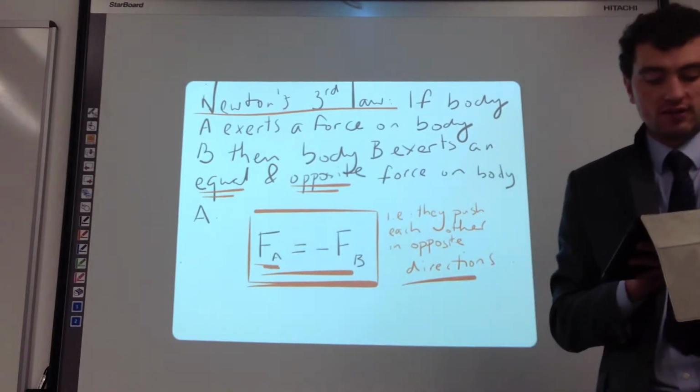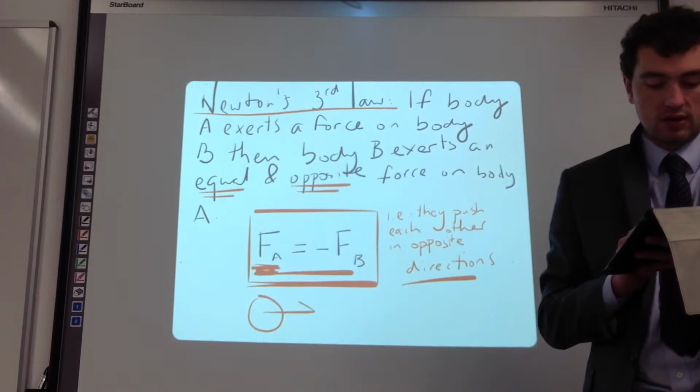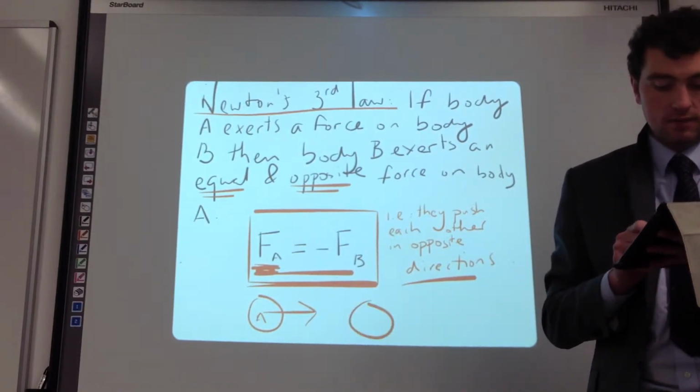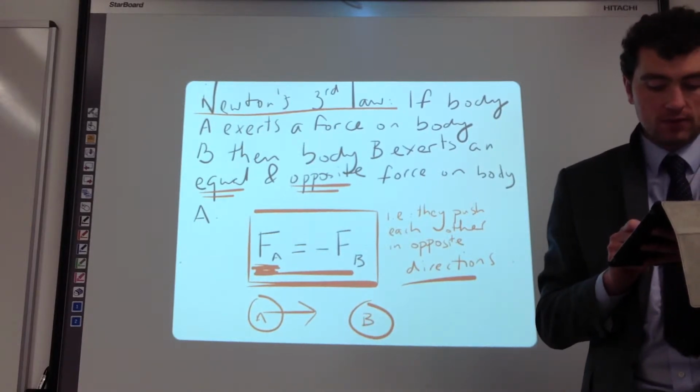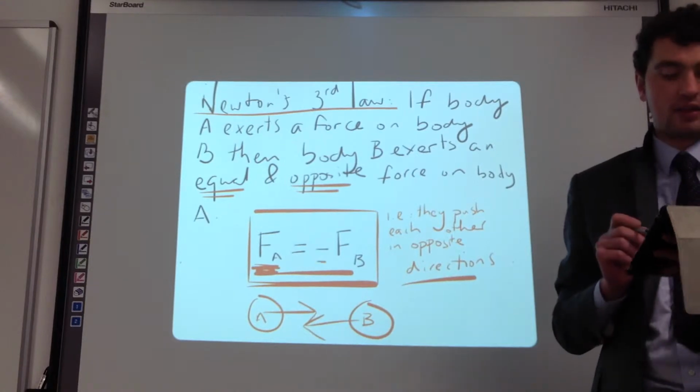So this is the force on A. If this is A, that might be the force on A. If this is B, well then the force on B is the same size, so the same length of arrow, but it's in the opposite direction. That's what that minus sign indicates.